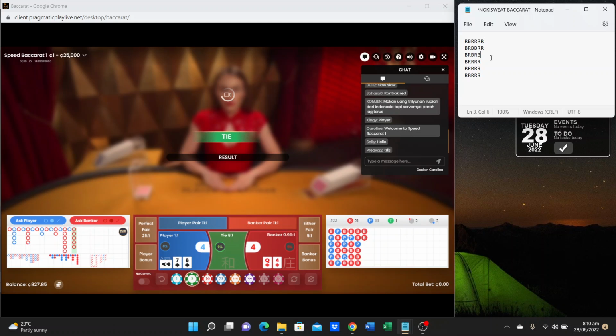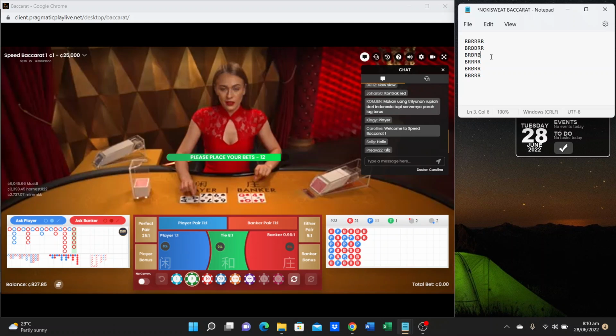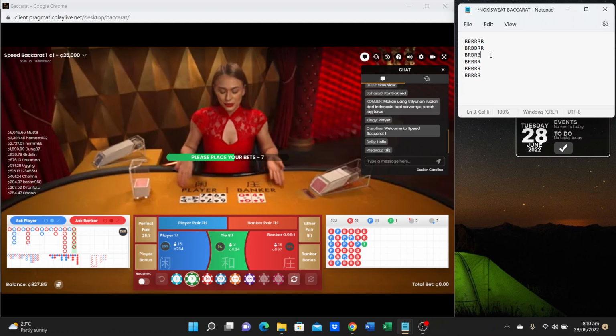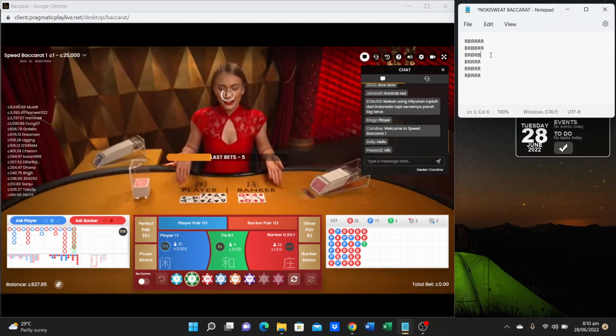So there comes our first tie for this shoe, and this is the reason I say try and record everything by yourself, because when there are ties in there, it will distort the way you should go about it.